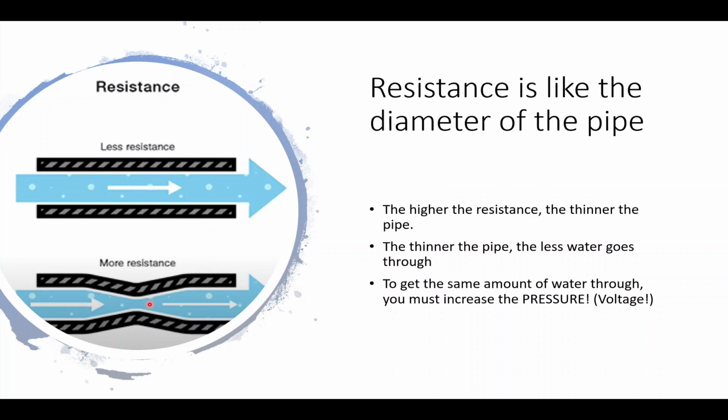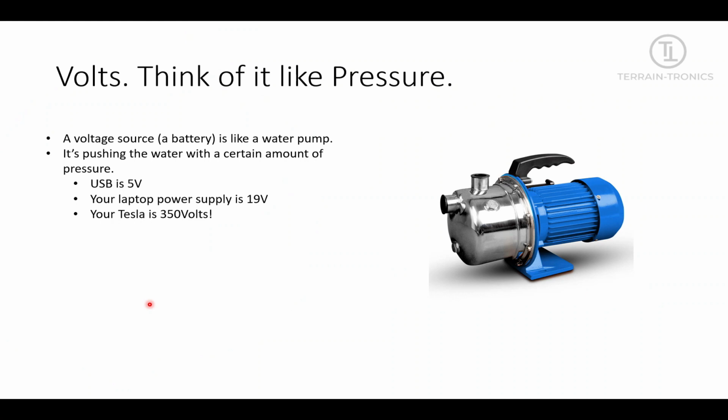the water pressure, right? And so that's where we get the concept of voltage from. Voltage is the pressure, the amount of pushing that's going on those electrons in the electricity. So yeah, volts, think of it like pressure. So a battery you might think of as like a water pump of some kind. And so, if you think of the amount of push that comes from the pump, USB is 5 volts.